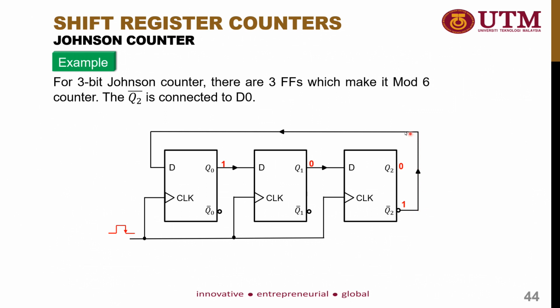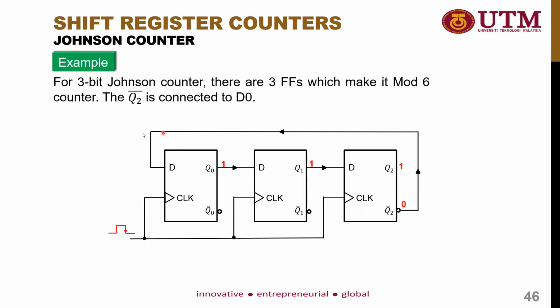Okay, so 1 will be transferred to the first flip-flop again, and 1 will become the input for the second flip-flop. So in the next clock cycle, the second flip-flop will become 1, and the first flip-flop is also 1. Q2 is still 0 because it hasn't received any input of 1 yet. So Q2 bar will be 1 again, and it will keep rotating and transferring. Right now, after the third clock cycle, the output of Q0 is 1, the output of Q1 is 1, and the output of Q2 is 1. And right now Q2 bar will become 0.